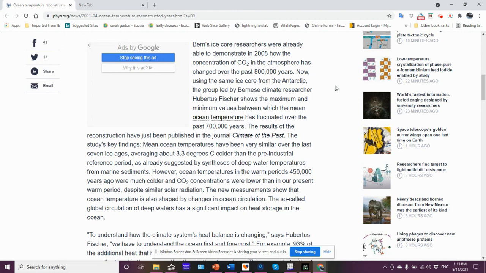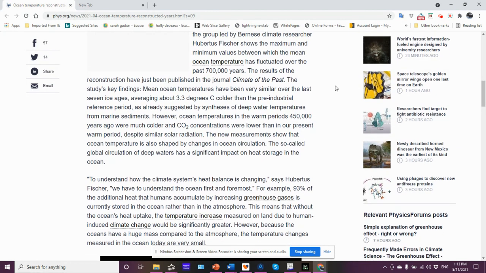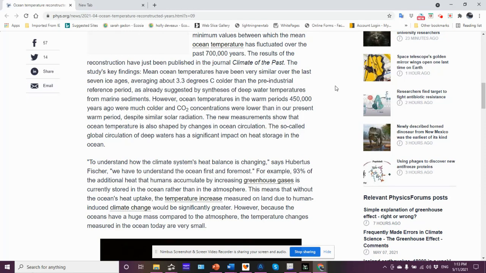Now, using the very same ice core from Antarctica, the group led by Bernese climate researcher Hubertus Fischer shows the maximum and minimum values between which the mean ocean temperature has fluctuated over these past 700,000 years. The results of the reconstruction have just been published in the journal Climate of the Past. Here are the key findings. Mean ocean temperatures have been very similar over the last 7 ice ages, averaging about 3.3 degrees C colder than the pre-industrial reference period.